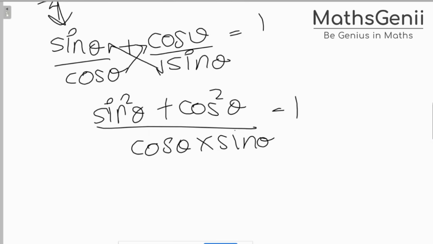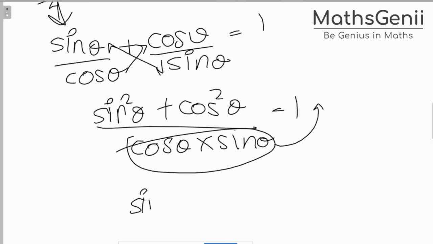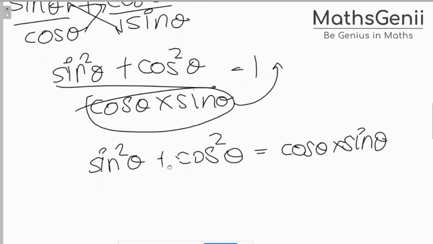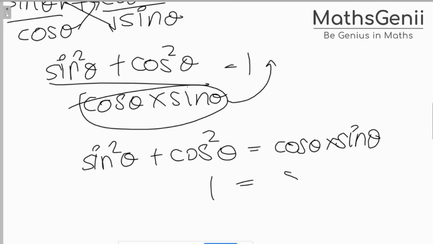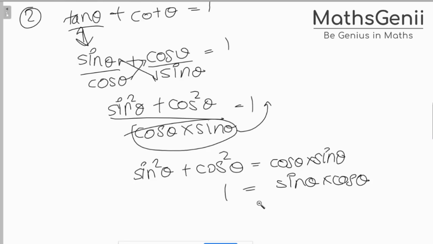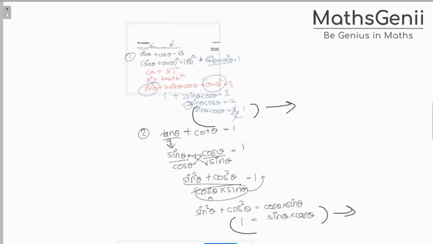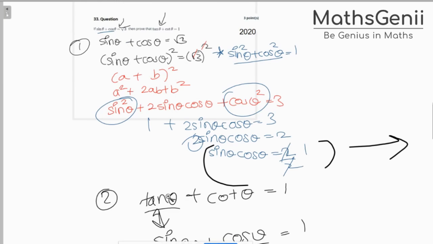Let me send this entire term in division. When it goes that side it becomes multiplication. Anything into 1 is that term itself. And we just saw the formula. What was that? Sine square theta plus cos square theta is 1. So sine theta into cos theta, it's the same. Cos theta into sine theta is the same. Now look at this. Sine into cos 1, sine into cos 1. I have proved that these two are equal. Correct? You can take a screenshot.